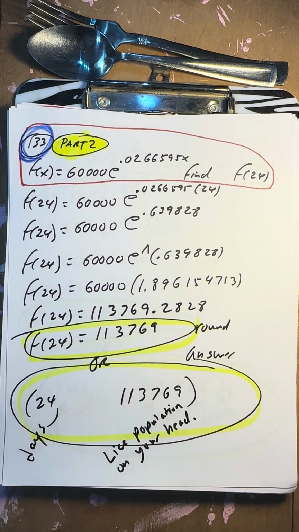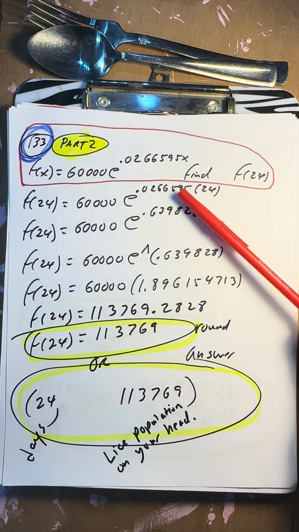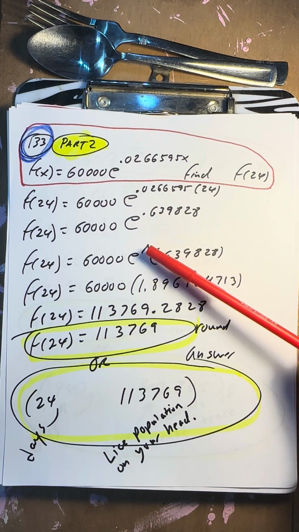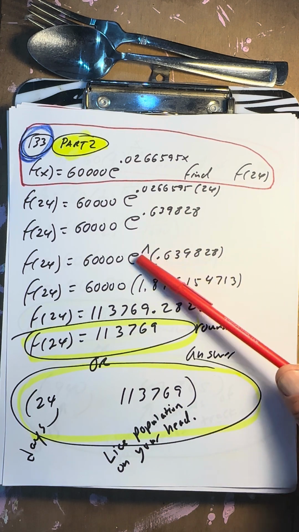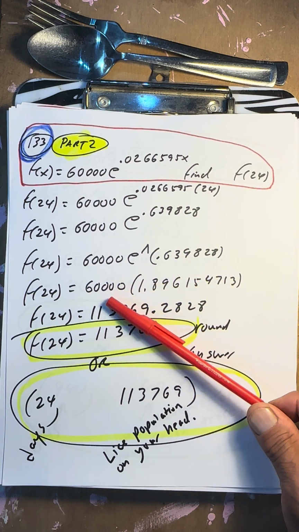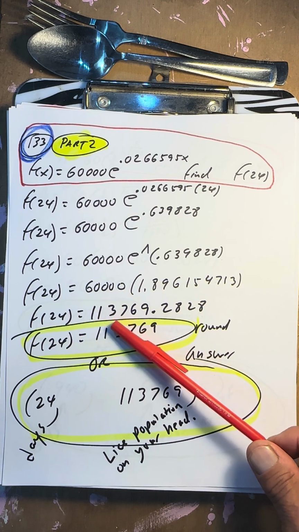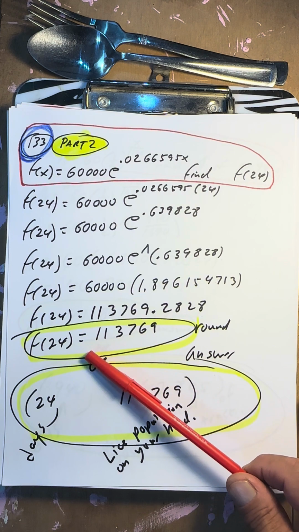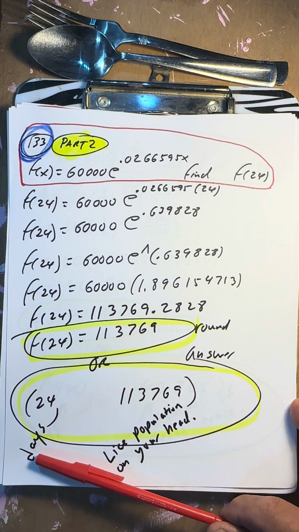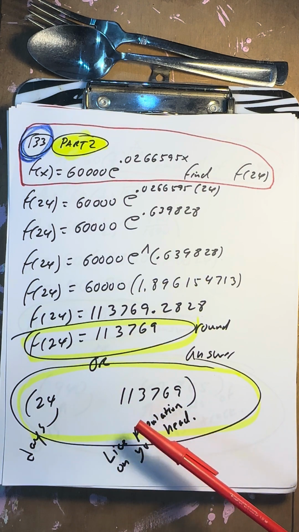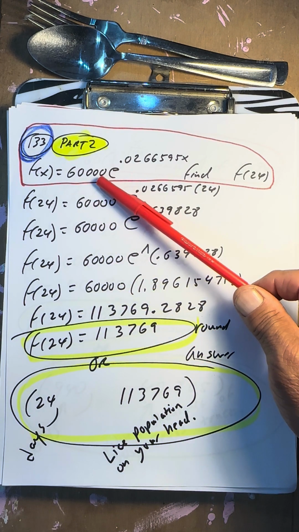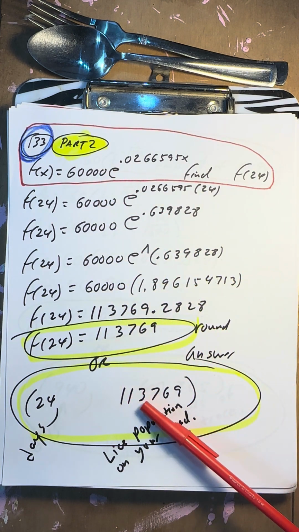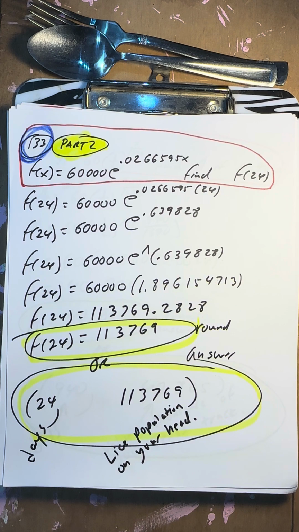Now, what's going to happen is it's going to say find f of 24. So 24 goes in here. 24 times that is this number. E to the power of that is this times 60,000. So I have what? A lot. 113,769. So in 24 days, the population went from, what's a lot anyway, 60,000 to what? 113,769. It's a lot.